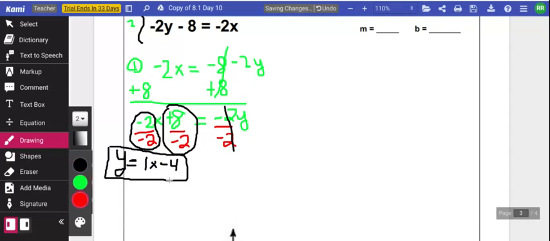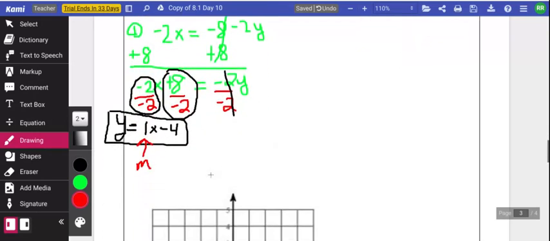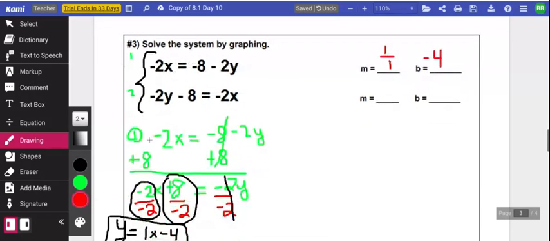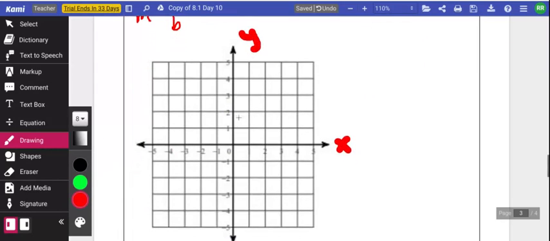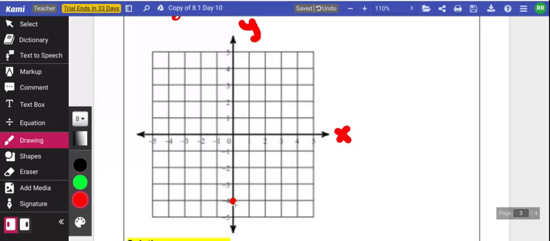Okay, so this is slope-intercept form. I can now identify m and b. So m would be 1 or 1 over 1. And this is my b, negative 4. Okay, so let's graph this. Let's begin at b. B is at negative 4. So on the y-axis, remember this is the x-axis and this is the y-axis, I'm going to begin at negative 4. Right there, put a dot.